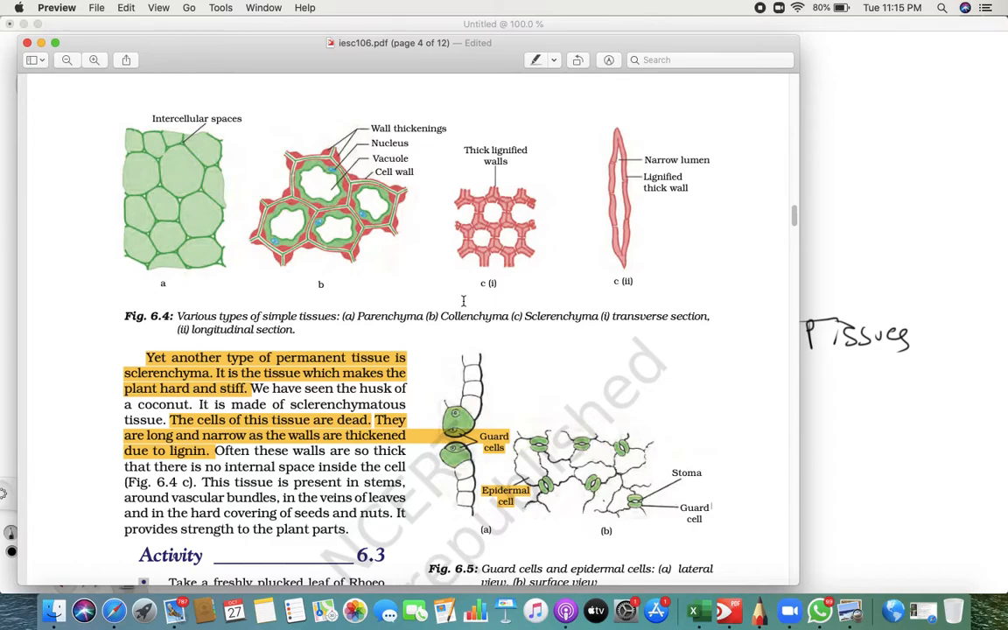So we are talking about different permanent tissues, and these walls are so thick that there is no intercellular space between them. Did you get what I said? No intercellular space inside the tissue. This tissue is present in stems, vascular bundles, right? In the veins of leaves and the hard covering of seeds and nuts. You are getting what I am saying?